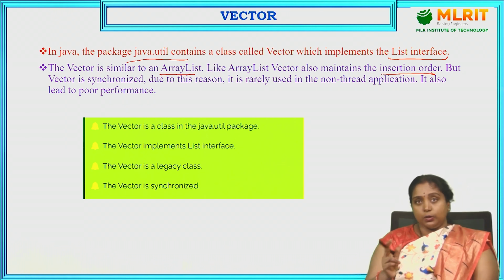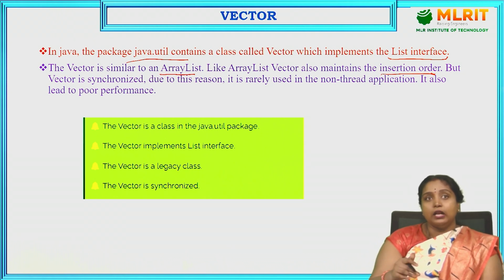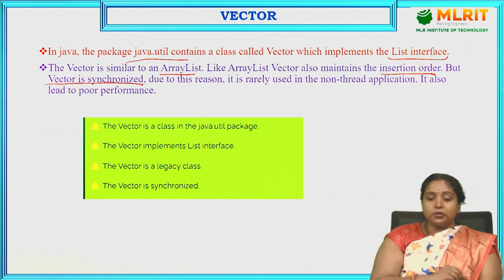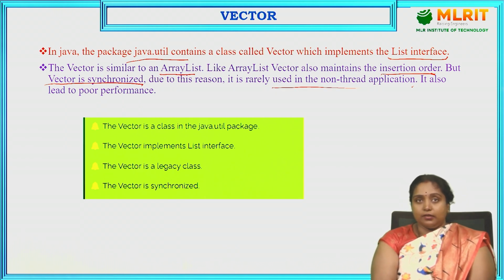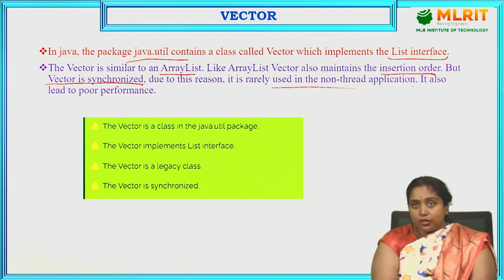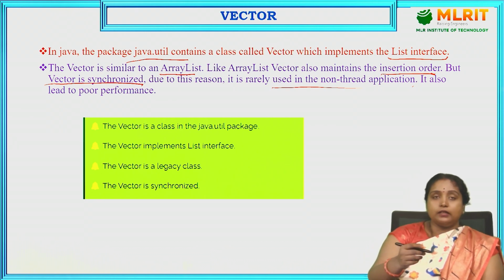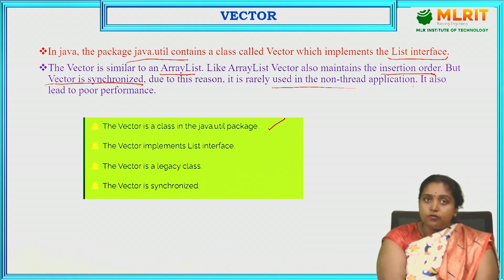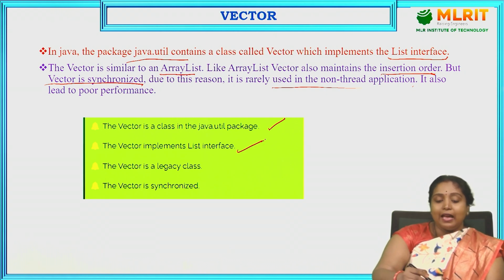What is the difference between an ArrayList and a vector? Like ArrayList, it will maintain the insertion order, but vector is synchronized. Due to this reason, vector is rarely used in non-thread applications, and it will lead to poor performance. So what are the note points? One, vector is a class which is present in the java.util package and it implements the List interface. Vector is a legacy class and vector is synchronized.